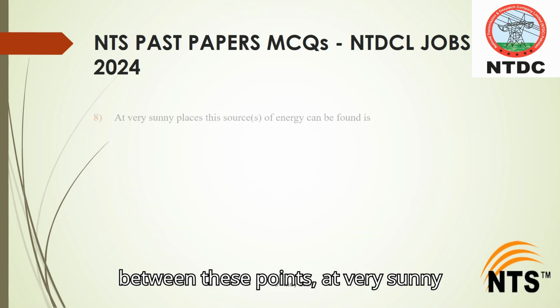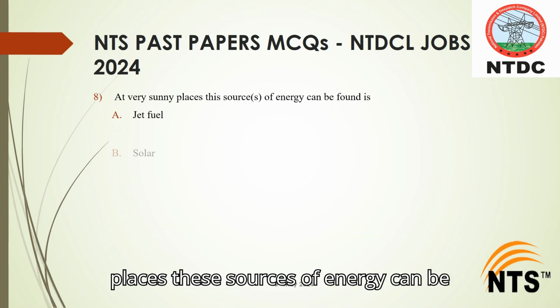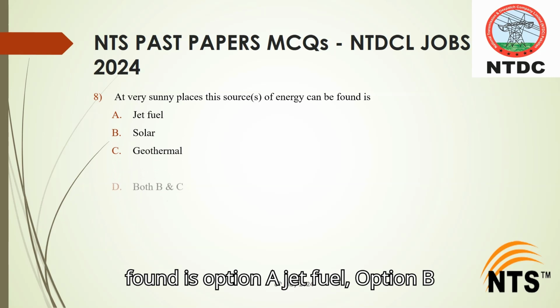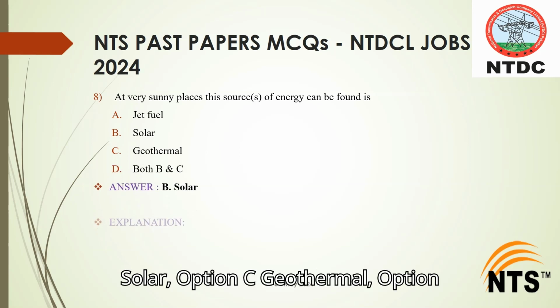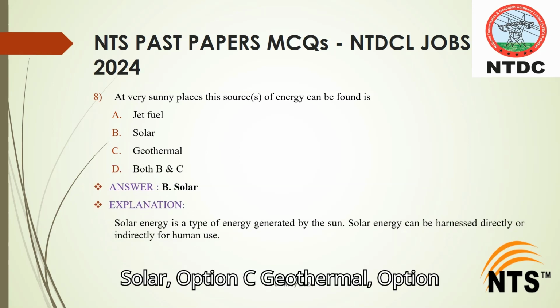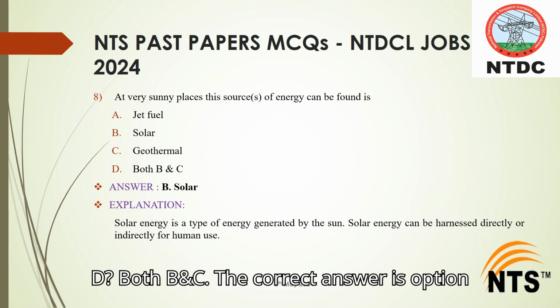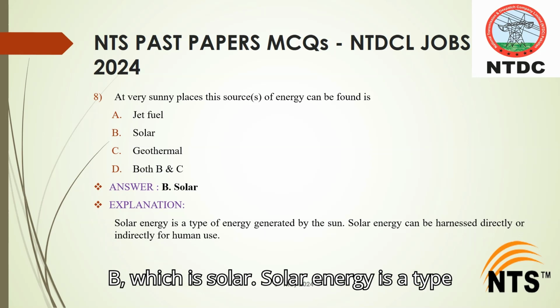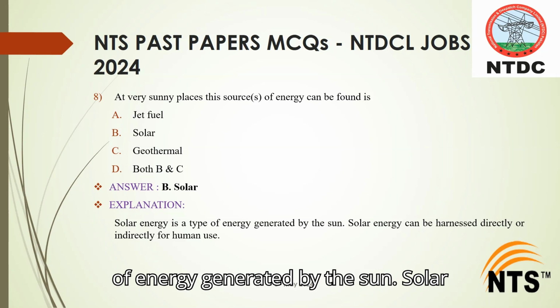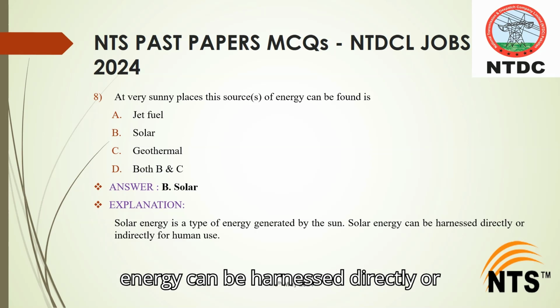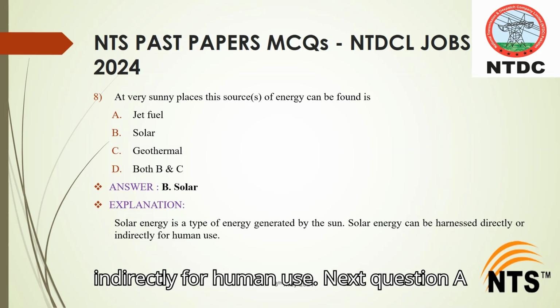At very sunny places, this source of energy can be found: option A, jet fuel. Option B, solar. Option C, geothermal. Option D, both B and C. The correct answer is option B, which is solar. Solar energy is a type of energy generated by the sun. Solar energy can be harnessed directly or indirectly for human use.